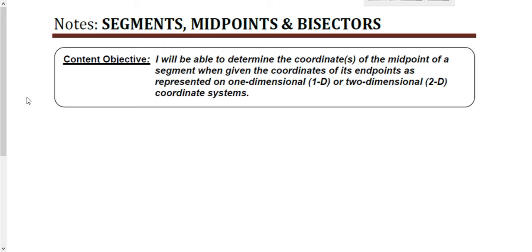Here's lesson 3 about midpoints. So it says segments, midpoints, and bisectors. The main topic is midpoints. We'll see it in 1 dimension and 2 dimensions, on the number line and in the coordinate plane, with some algebra problems along with it.